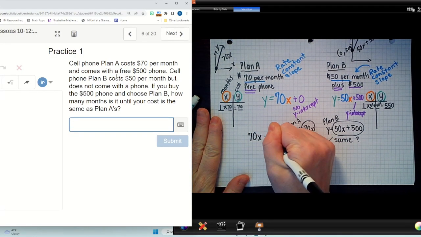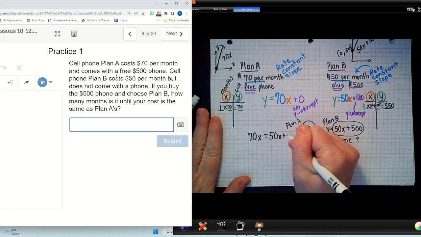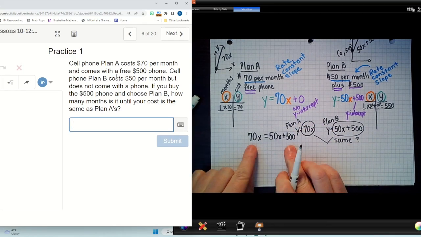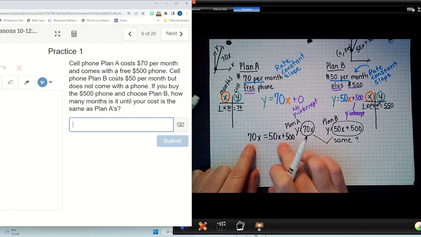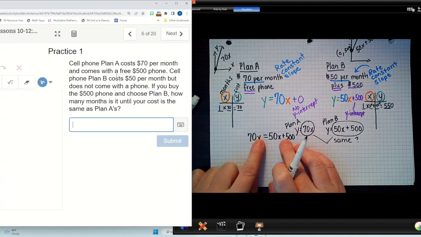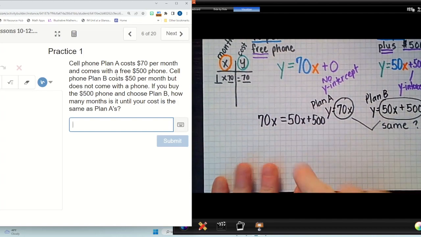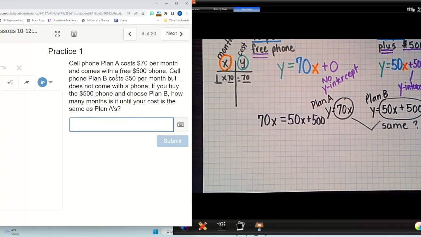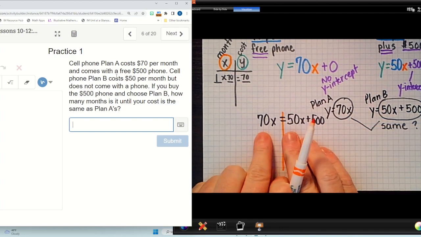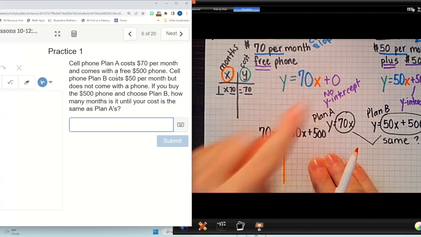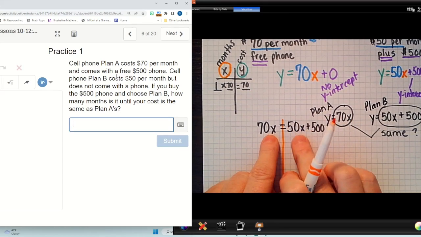70x has to be the same as 50x plus 500. Okay, so I'm just putting my two equations equal to each other, my A and my B, because I want to know what makes them equal. What's that x going to be to make them equal? All right, so I'm going to zoom in, and I'm going to solve this. I'm going to use that equal sign, balance scale. Miss Breen likes to do that. This is actually a pretty easy equation because there's no y-intercept on this side, so there's no plus. There's just a 70x, and on this side, it's 50x plus 500.